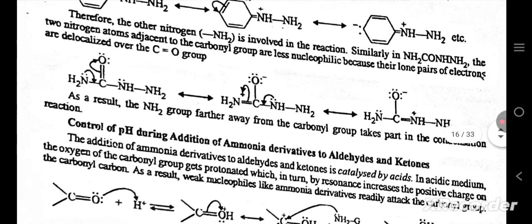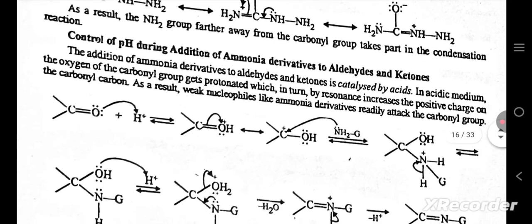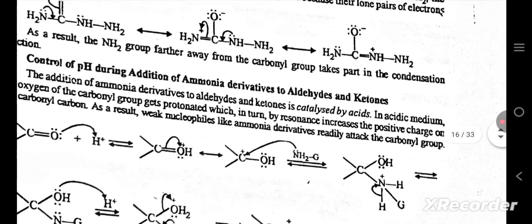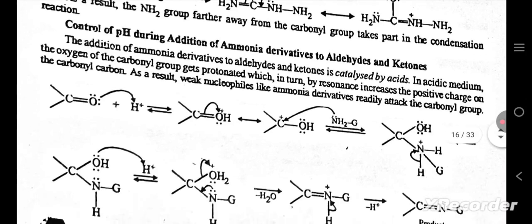Therefore, the other nitrogen is involved in the reaction. Similarly, in NH2CONHNH2, the 2 nitrogen atoms adjacent to the carbonyl group are less nucleophilic because their lone pairs of electrons are delocalized over the C=O group. As a result, the NH2 group further away from the carbonyl group takes part in the condensation reaction.